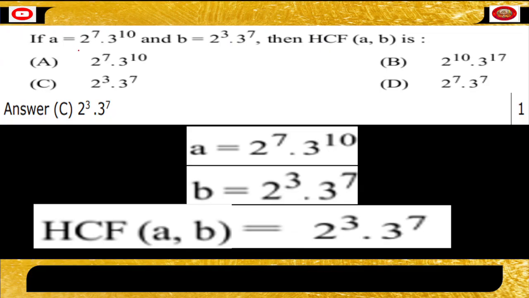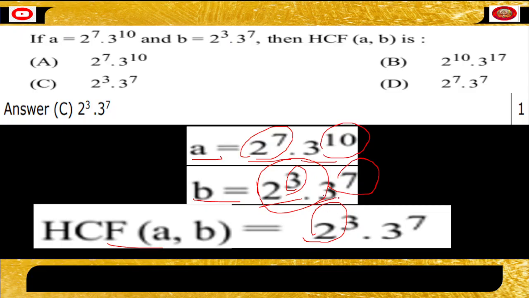If A is equal to 2 raised to 7 into 3 raised to 10 and B is equal to 2 cube into 3 raised to 7, then find the HCF of A and B. Given is A is equal to 2 raised to 7 into 3 raised to 10. B is equal to 2 cube into 3 raised to 7. They ask the HCF. HCF means here is 2 raised to 7, here is 2 raised to 3. The HCF means lowest power. Lowest power means 2 cube. Therefore, HCF is 2 cube into 3 raised to 7, since here is 3 raised to 10.